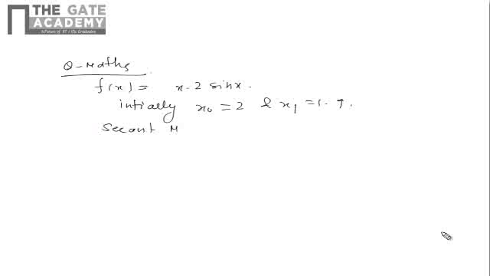The question asks us to use the secant method to find the root of f(x), which is given as x minus 2 sin x. The initial conditions are x0 equals 2 and x1 equals 1.9. We have to find the root, with the error significant to the third decimal place. For calculating using the secant method, there is a formula.